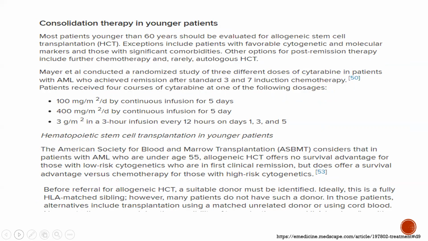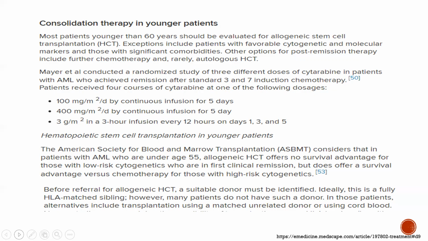Most patients younger than 60 years old should be evaluated for allogeneic stem cell transplantation. Exceptions include patients with favorable cytogenetic and molecular markers and those with significant comorbidities. Other options for post-remission therapy include further chemotherapy and, rarely, autologous stem cell transplantation.